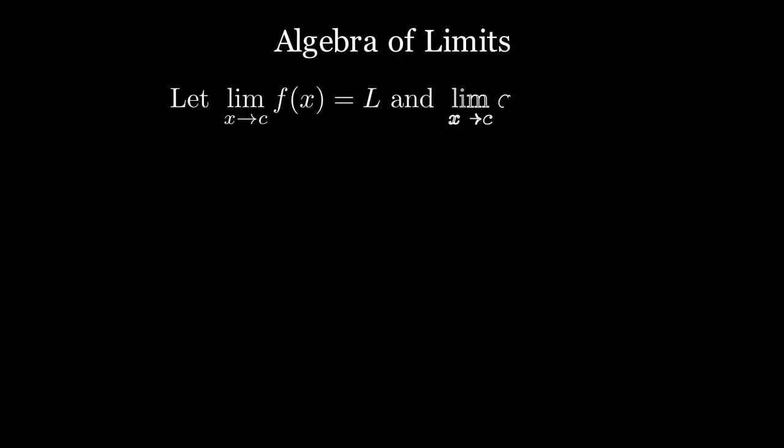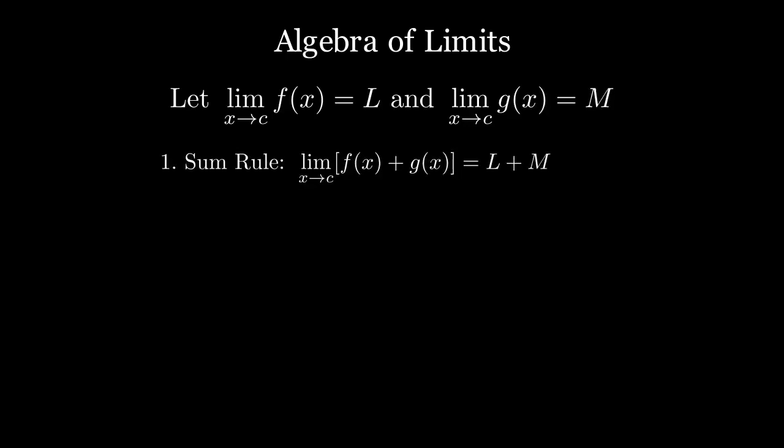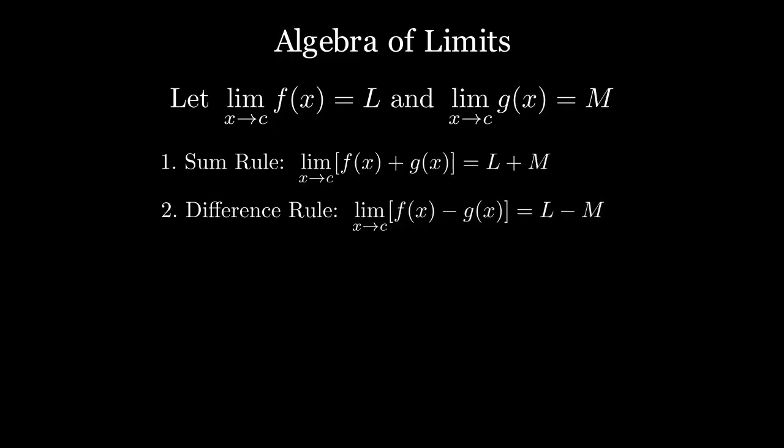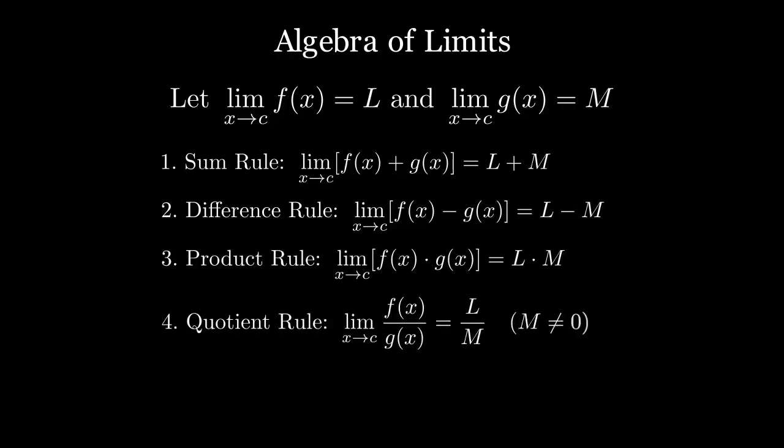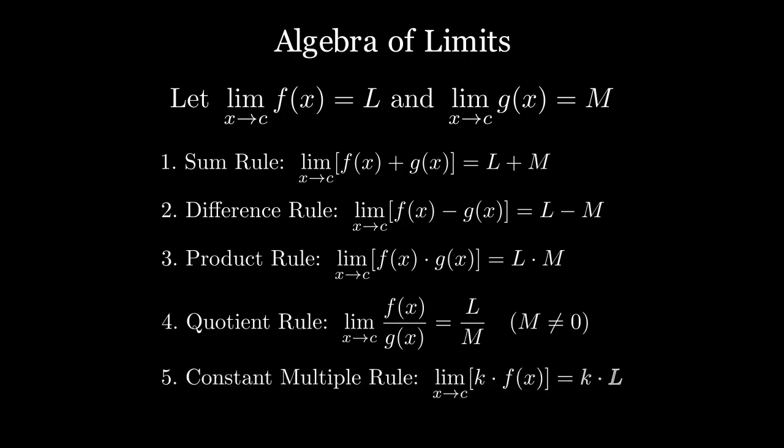Limits follow some very useful algebraic rules that simplify calculations. For two functions, f(x) and g(x), the limit of their sum is the sum of their individual limits. This also applies to their difference, product, and quotient, with the important condition that you cannot divide by a limit that is 0. We can also pull a constant multiple out of a limit.